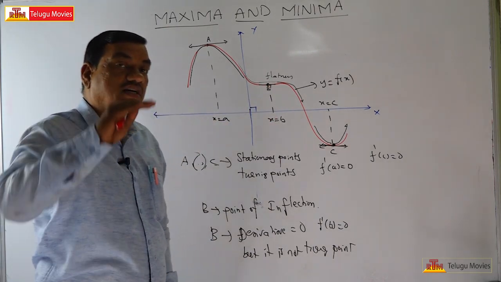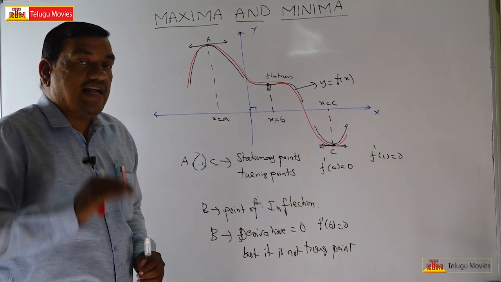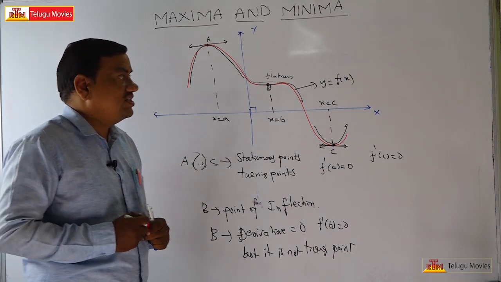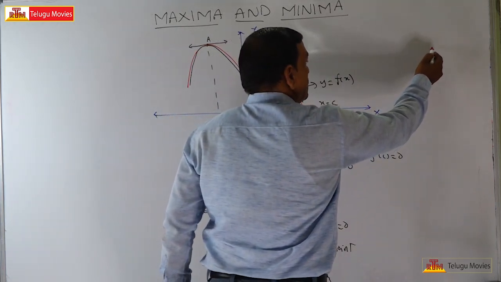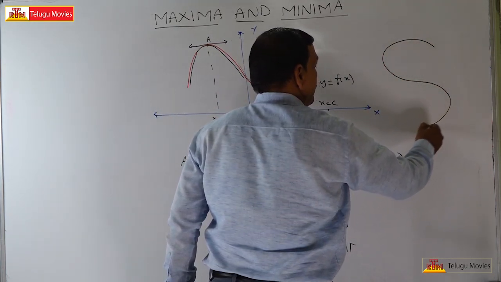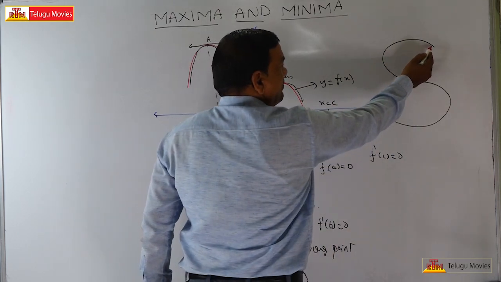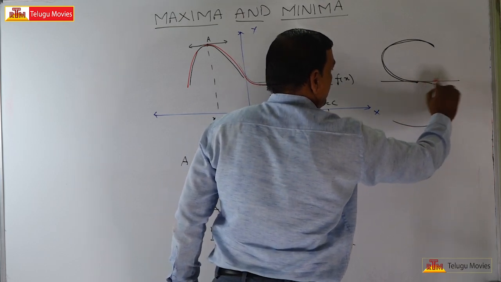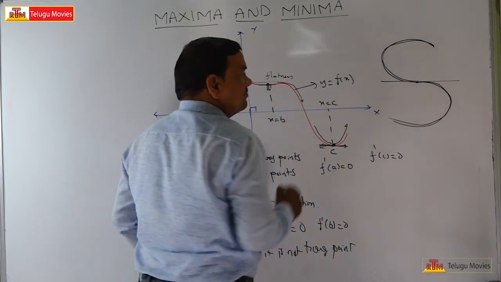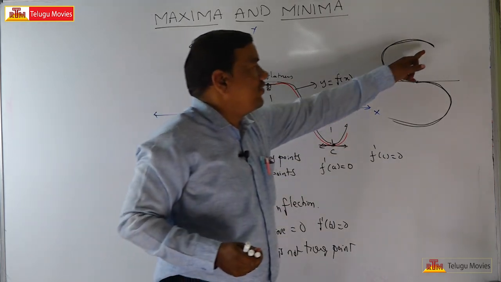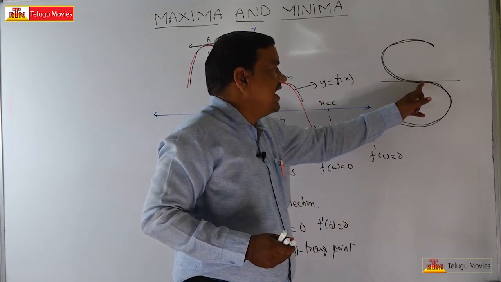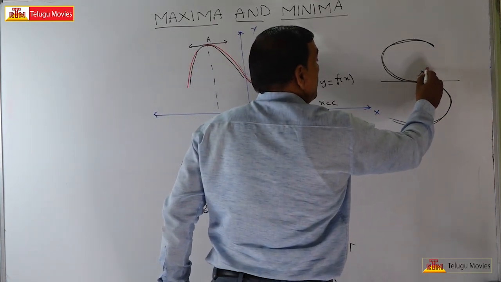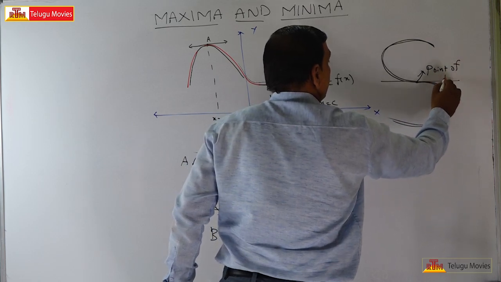Here if you draw a tangent, it will be parallel to the x-axis. The best example of a point of inflection is, for example, a person crossing in a U shape. He started from the left-hand side and moved, and somewhere here he again takes a direction. He changed the direction, and walked from the left-hand side to the right-hand side. This point is called the point of inflection.